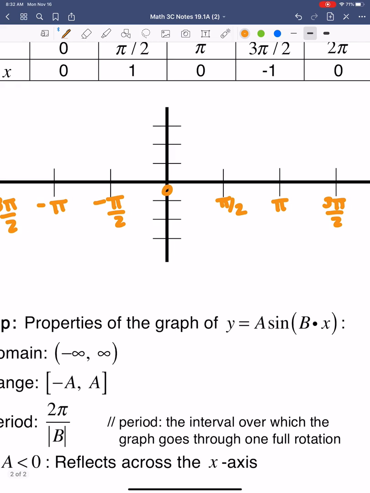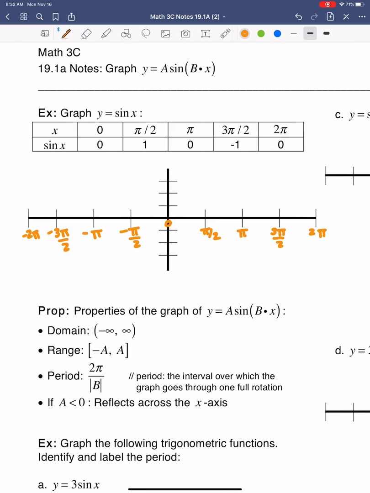Okay. And then they've already got the table filled in for me here, so I'm going to just go ahead and plot these points now. So we've got 0, 0, so that's just right here. And then we've got pi over 2, 1, so that's up to 1, right, which would be right there. And then pi, 0, so now I'm back down here. Okay, and then 3 pi over 2, negative 1, so now I'm down below. And then 2 pi, 0, and we'd end up there, right?